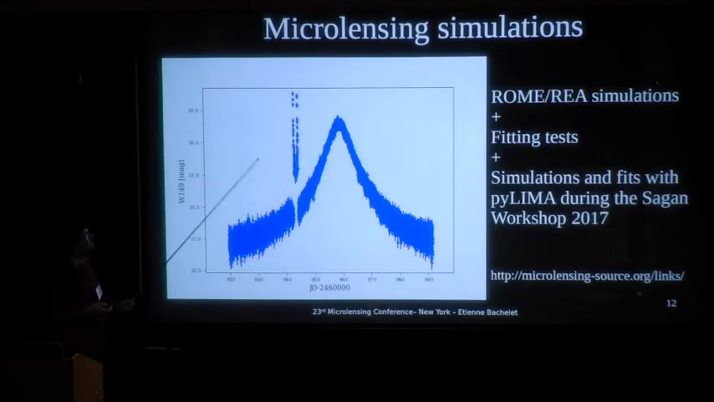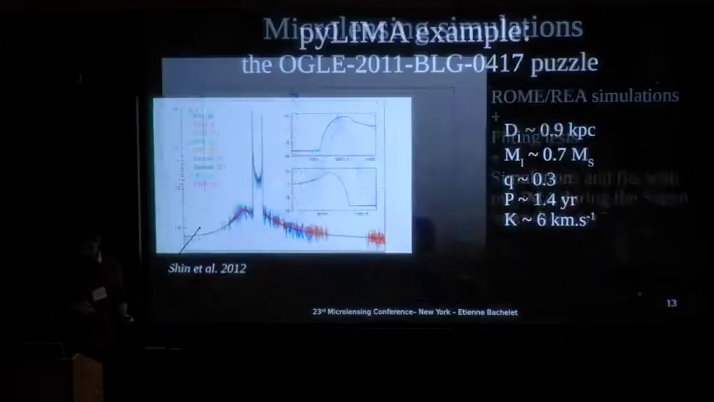So you can also simulate events. For example, here it's a kind of planetary event that WFOS can see. We use that to simulate and fit WFOS light curves during the saga in 2017, where students were trained to play with WFOS data. But we also use it to simulate the Romeria strategy for our key project. And of course, we use it also to make some fitting tests.